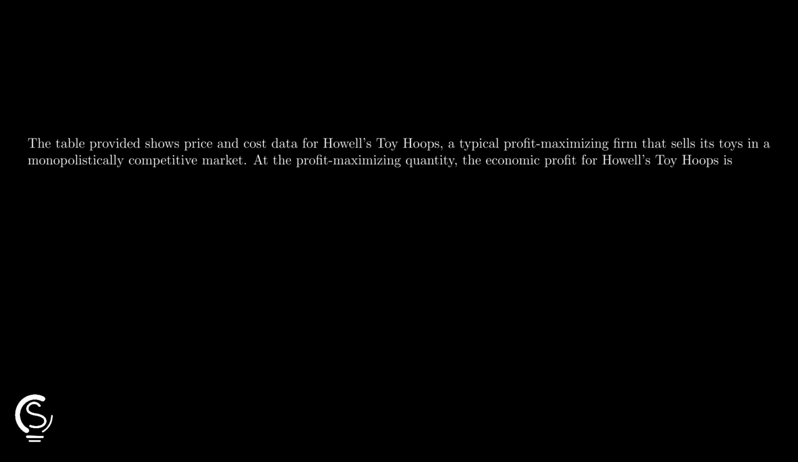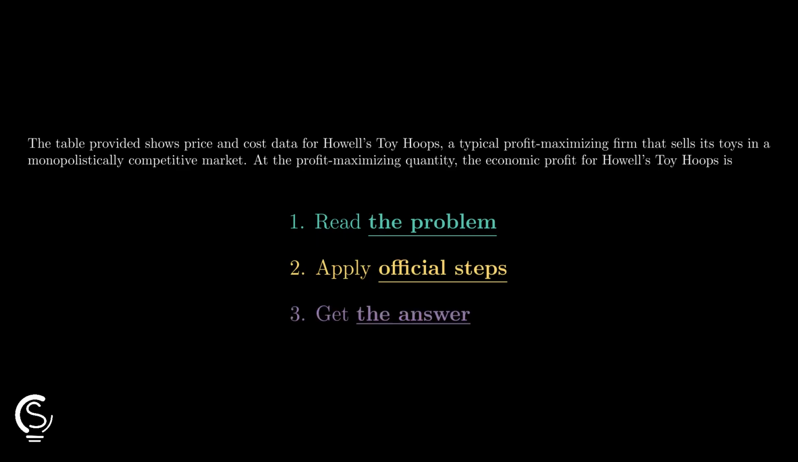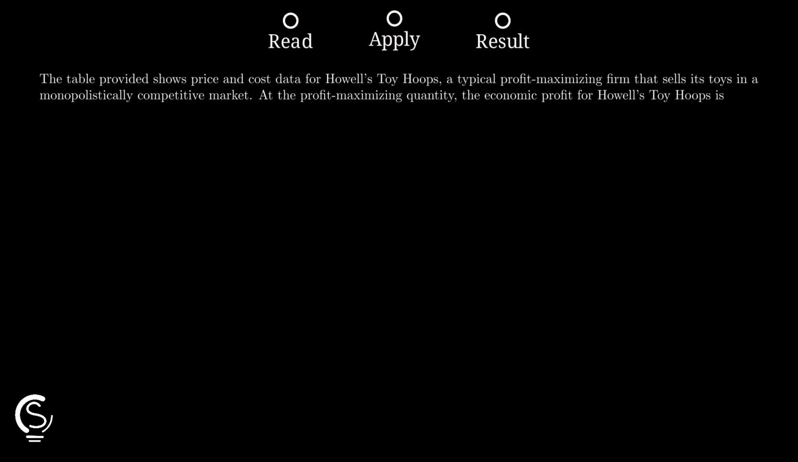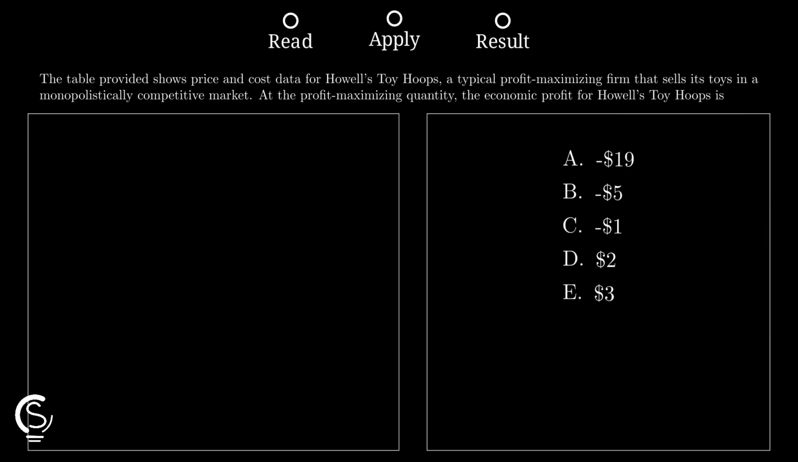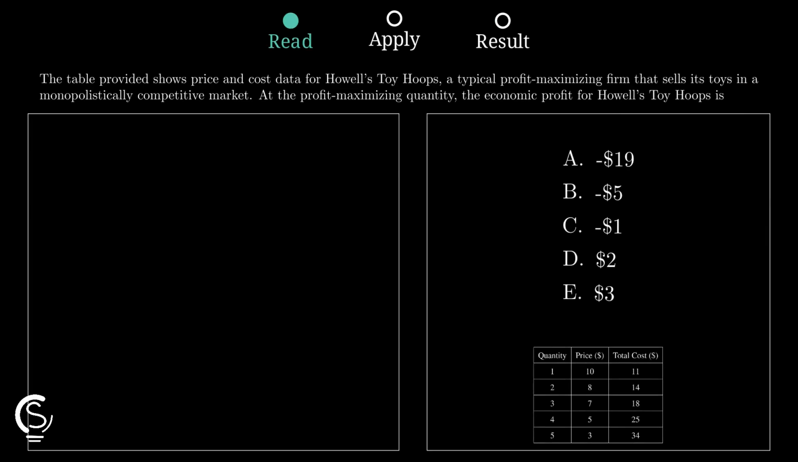Finding economic profit for Howl's Toy Hoops is actually super easy if you follow these simple steps. We will solve this monopolistic competition problem together right now. First, we need to find the profit-maximizing quantity where marginal revenue equals marginal cost. Looking at our table, that happens at 4 units where both values are exactly 5.